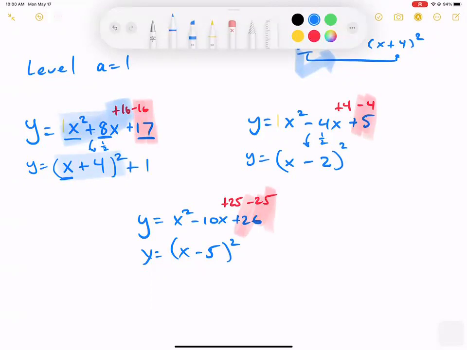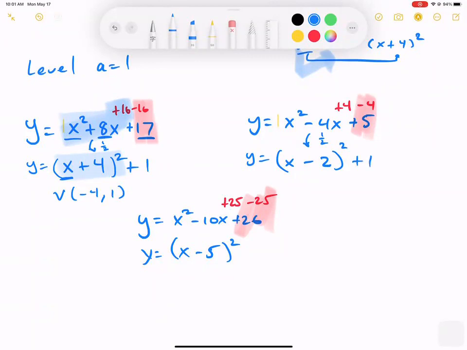This is our standard vertex form. Can you automatically tell me what the vertex of this problem is? The vertex is at -4, 1. Done. We did this in one line. Let's look at the next problem over here. What's my leftovers? -4 plus 5 is a +1.